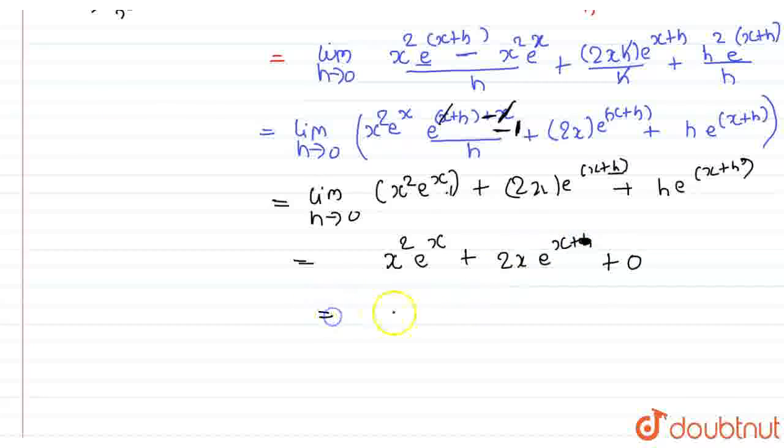Okay students, so if I further solve, I can take e to the power x common, so this function would be x square plus twice x. Okay students, so this is our f dash x. Thank you.